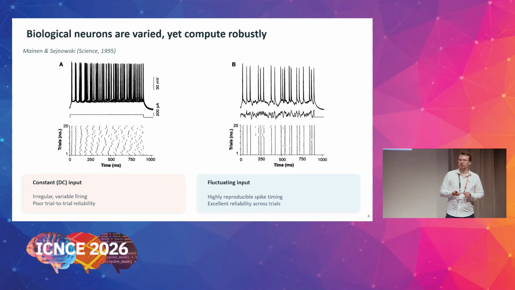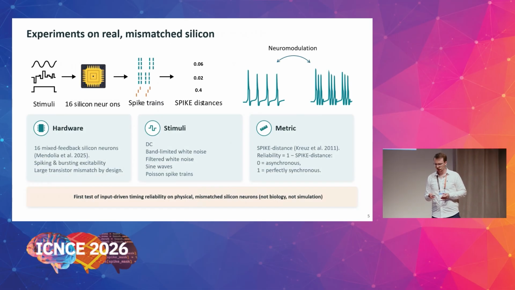And so this made us think, okay, this works in biology. Why not on our silicon neurons? So we took a silicon chip with 16 neurons, which is not a lot, but enough to make this point, using a mixed feedback model that is able to do neuromodulation between spiking and bursting, which I will use later to show something interesting to you.